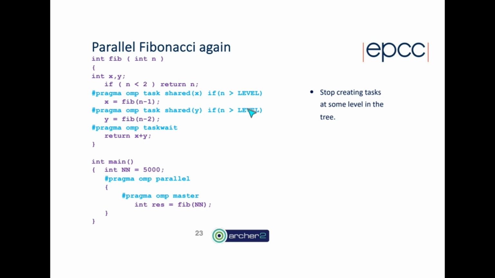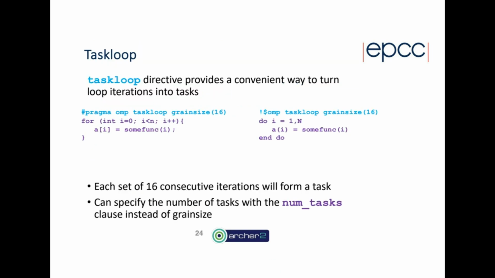Again, you could maybe have a parameter here that allows you to choose the level at which you stop generating tasks and just do sequential recursion. Okay, any questions about that?